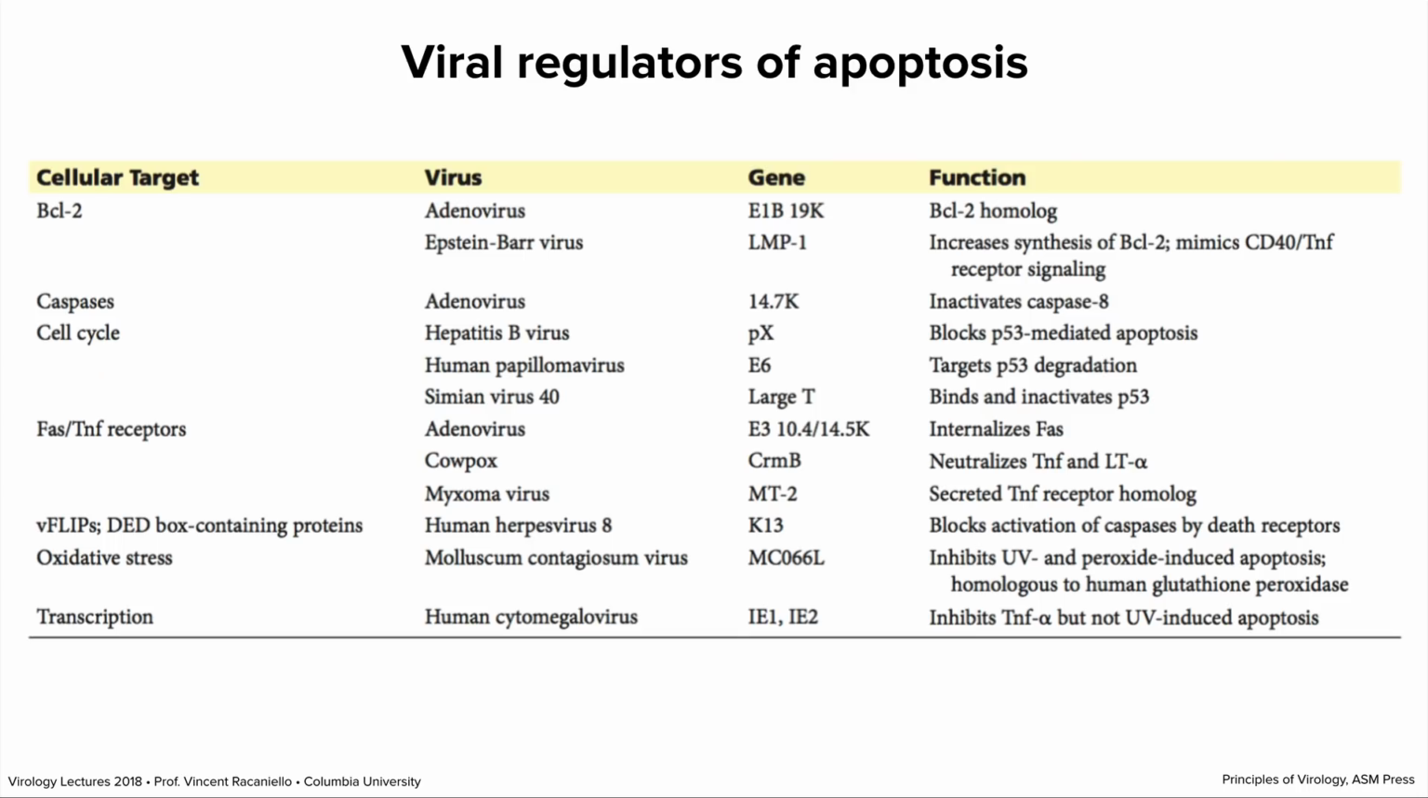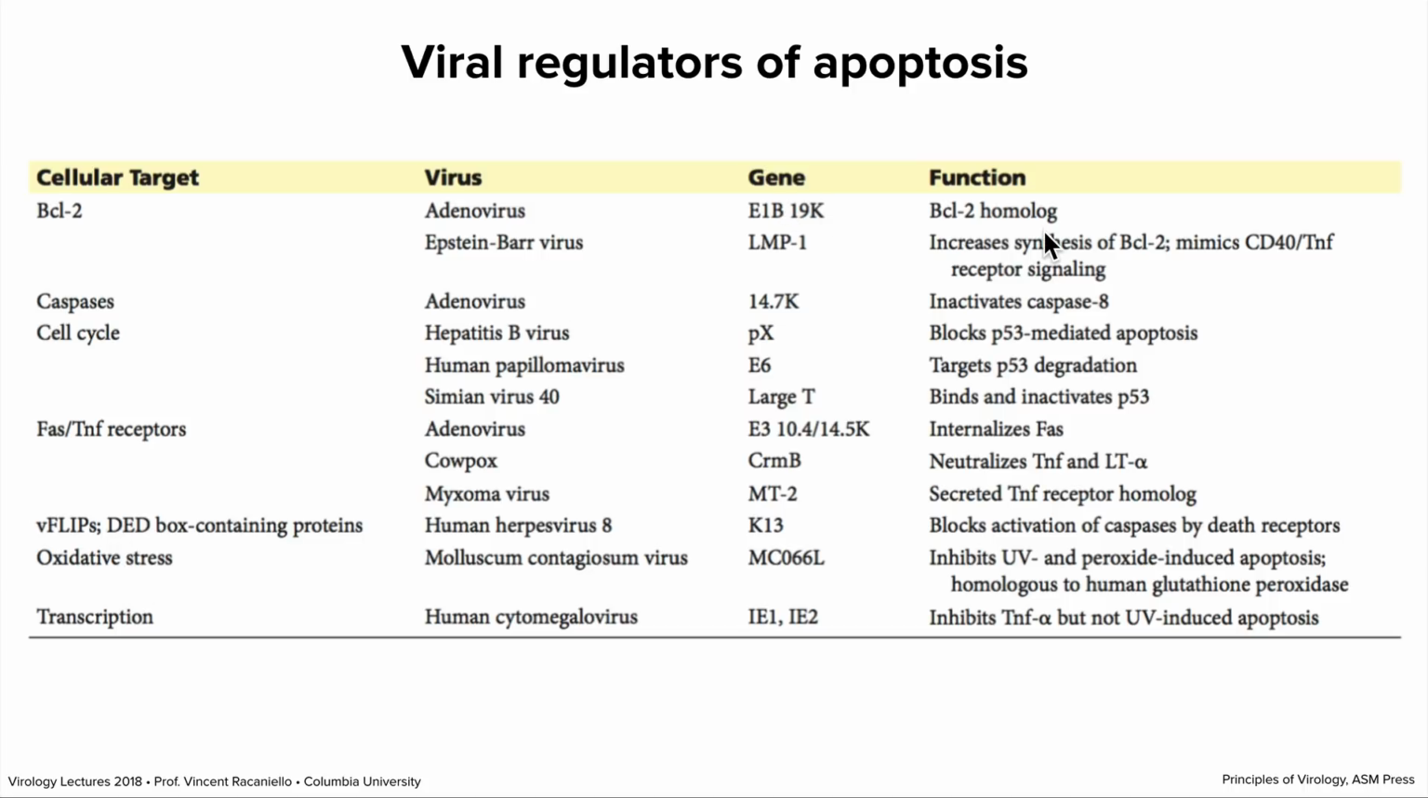Here are some viral regulators of this process, apoptosis, because again, viruses encode antagonists of all these immune defenses. And you can see on the left is a cellular target, and on the right, in the middle, is the virus involved. Here's the viral gene and the function. I don't need you to know the details here, except to realize that at every step of apoptosis, these are all proteins that are involved in the apoptotic mechanism.